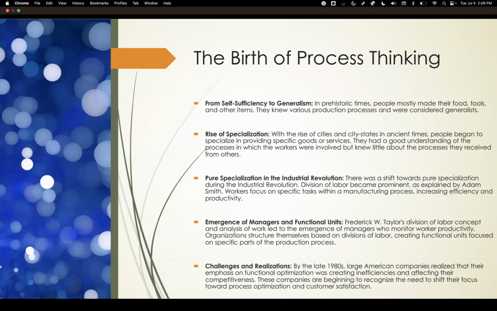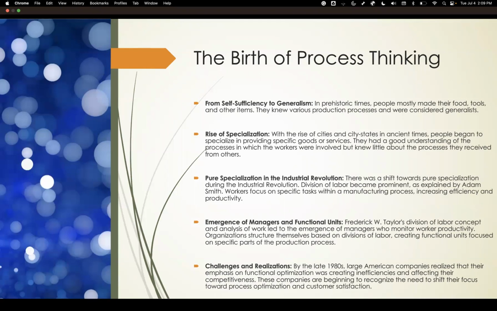Pure specialization in the Industrial Revolution. There was a shift toward pure specialization during the Industrial Revolution. The emergence of managers and functional units. Taylor's division of labor concept and analysis of work led to the emergence of managers who monitor workers' productivity.